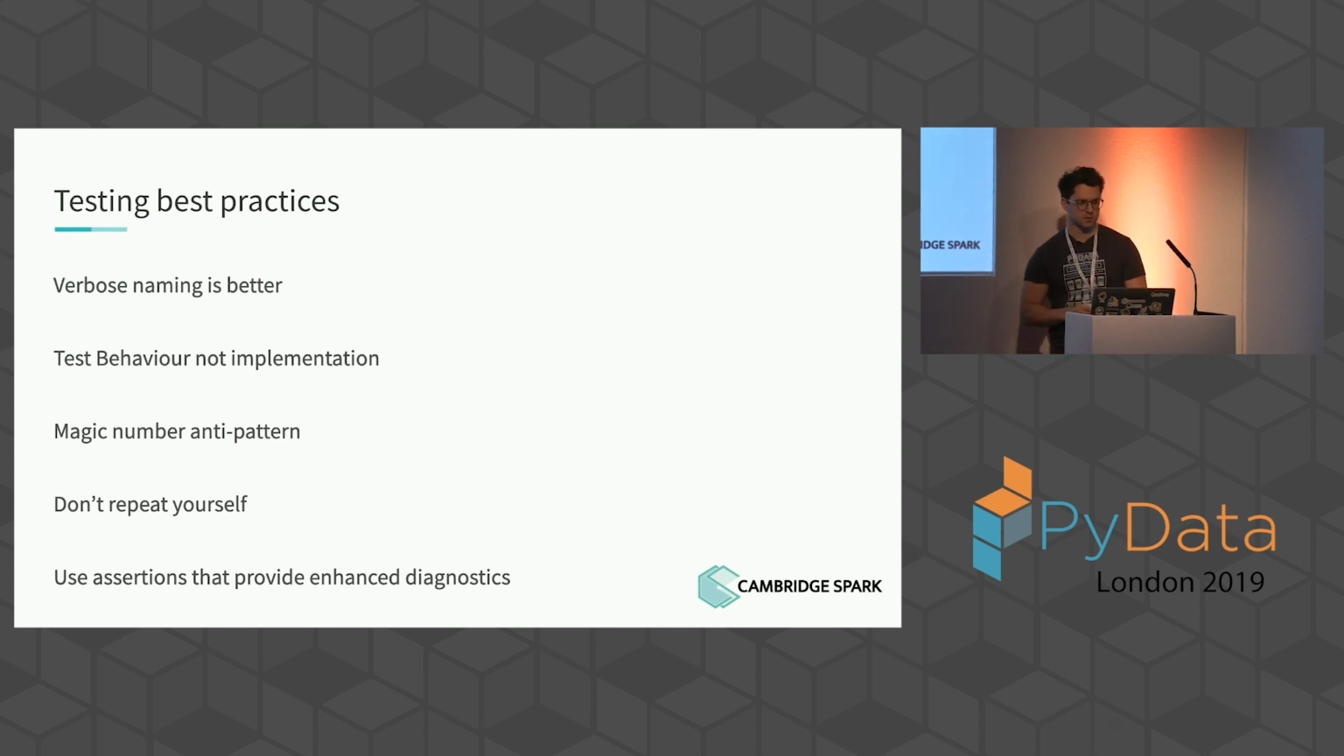So what are the best practices? Verbose naming is better. You want to test the behavior, not the implementation. In the example I had, I was actually accessing an internal field to check the state of my model. So if that changes over time through some refactoring, my tests are going to have to be refactored too. So you want to make sure you test the API so that the internal implementation can freely change and your tests are still working. So that's good. Don't repeat yourself, so code duplication and so on. Parameterized tests are the solution for that.